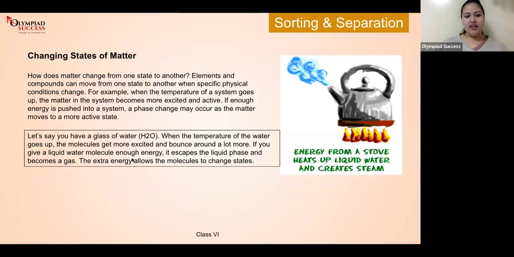All right. So like I said, when the temperature of the system goes up, the matter in the system also becomes more excited and active. That means more kinetic energy is increasing, and then the change of state of matter occurs.